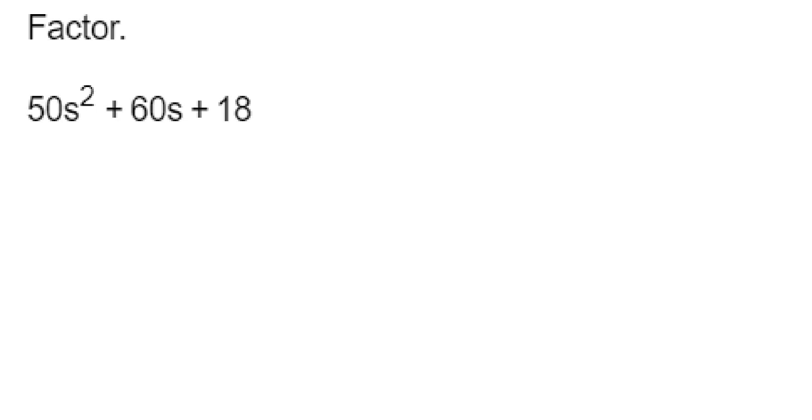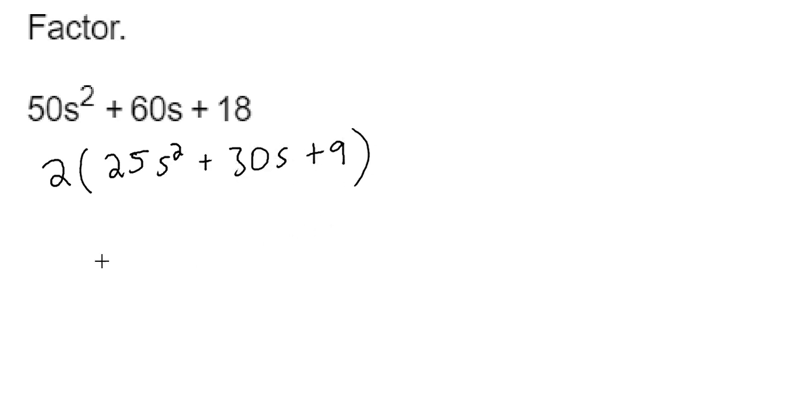Now for this problem, the first thing we want to do, and I should have mentioned this on the last example, is factor out the greatest common factor. That is always your first step. I didn't think to mention it on the last problem because it just wasn't there. But on this one, I can see right away there is a common factor because all of these numbers are even. I think this is the best we're going to be able to do for this problem. I can factor out a 2. That leaves me with 25s squared plus 30s plus 9.